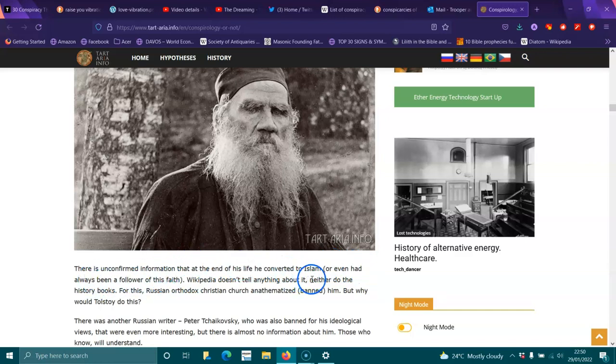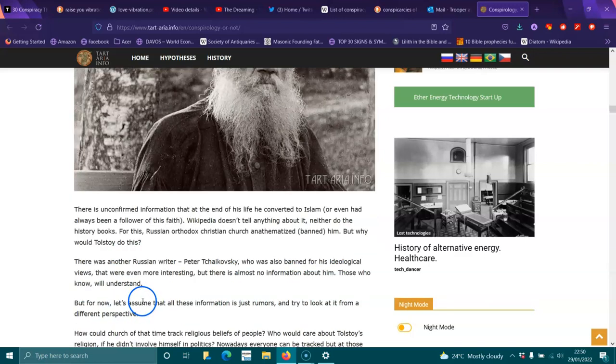Wikipedia doesn't tell anything about it, neither do the history books. For this, the Russian Orthodox Christian Church and an atheist banned him. But why would Tolstoy do this? There was another Russian writer, Peter Tchaikovsky, who was also banned for his ideological views that were even more interesting. But there was almost no information about him. Though, those who know will understand. But for now, let's assume that all this information is just rumors and try to look at it from a different perspective.